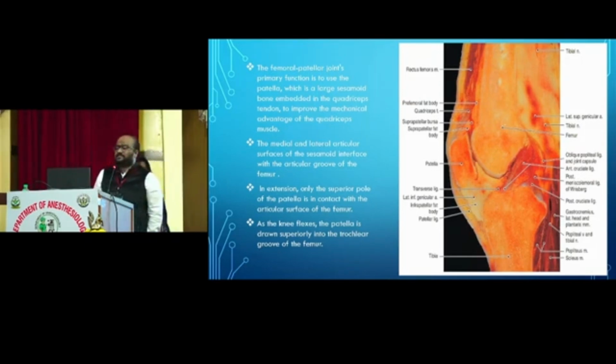Patella is basically a large sesamoid bone embedded in the quadriceps tendon here to improve the mechanical advantage of the quadriceps muscle. The medial and lateral articular surfaces of the sesamoid interface with the articular groove on the femur here. In extension, only the superior pole of the patella is in contact with the articular surface of the femur, leaving the inferior pole free. As the knee flexes, the patella is drawn superiorly into the trochlear groove of the femur.